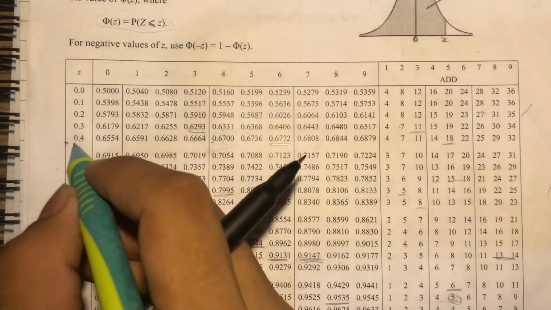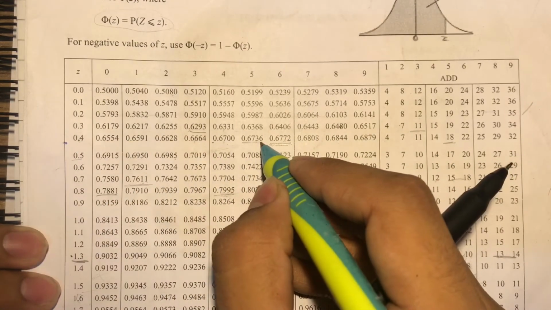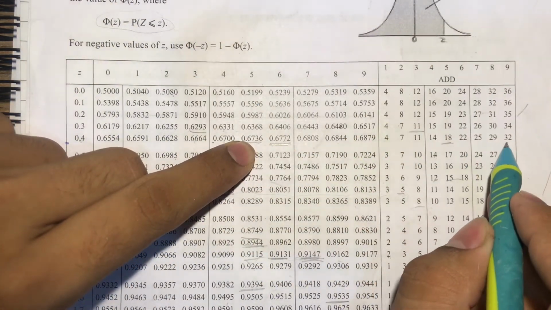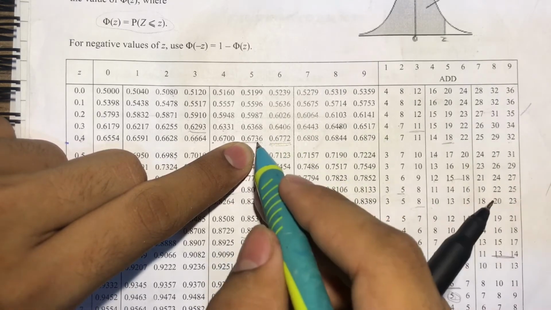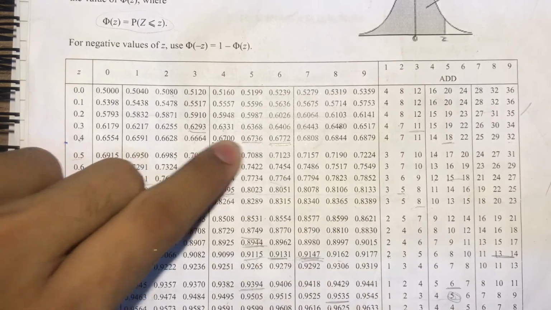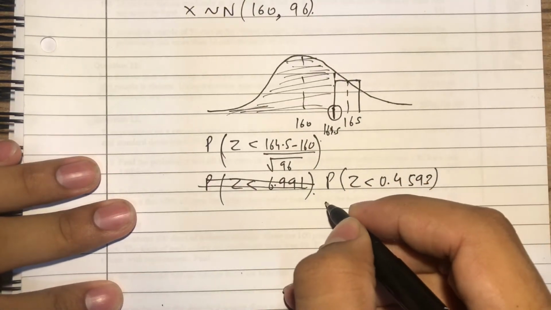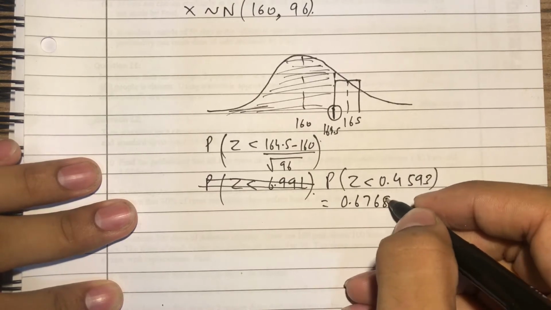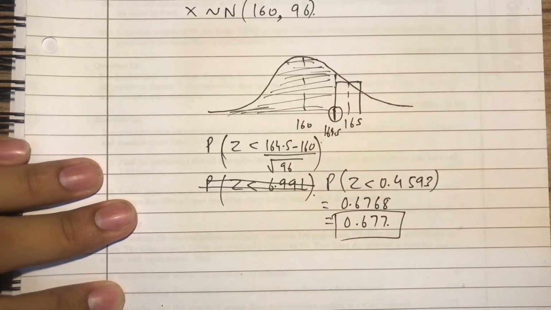So in the table, 0.4 and then 0.45 and then 9. So 0.6736 and then there's 932. So first add 2 over here, 0.6738, and then add 30, so 0.6768. So this is equal to 0.6768, that is equal to 0.677. So that's your answer. This is question 20.